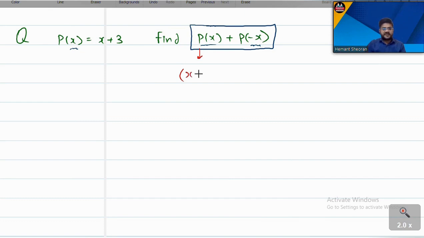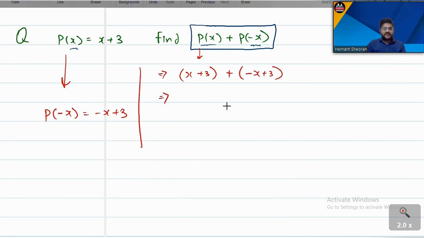So p of x is x plus 3. Then they are asking p of minus x. How will I find out p of minus x? Look at it: negative x plus 3. So I will put it directly over here. Now, negative x and x cancel, so what answer will you have? 3 plus 3 will be 6. Get it? So this type of question can also appear there.